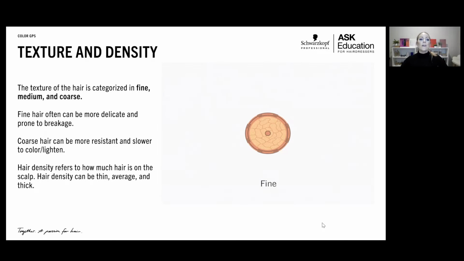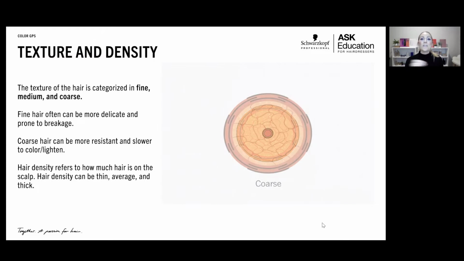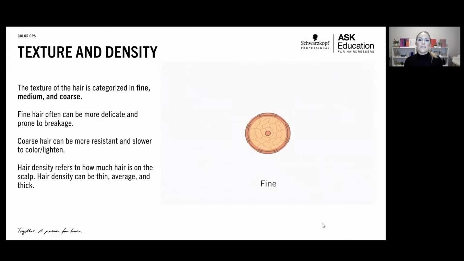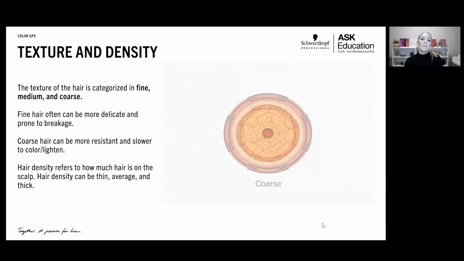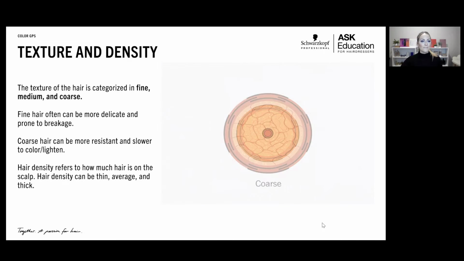So it's just a good way to test and see what is the actual texture. Now, when it comes to the density, it's basically how many hairs per square inch or per surface area. Density also matters because we need to take special steps when it comes to our applications and our technique, if we know thinner or finer areas on the scalp versus denser areas, right? So making sure that we have good saturation and we're taking special care of those finer areas.